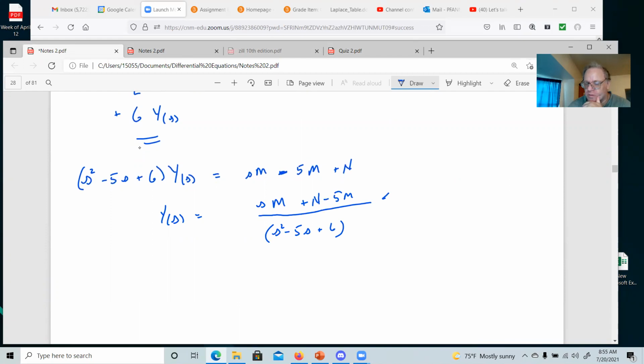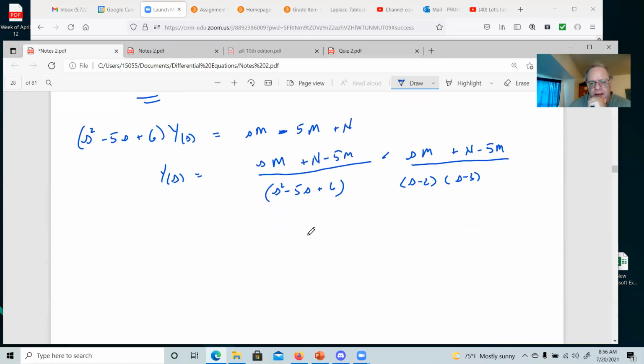Of course we could factor it, and we're going to have to do partial fractions. If we couldn't factor it, we'd have to complete the square, and we'd get a different answer. We're going to see that reflected in a little bit too, but that's what we would do if we couldn't factor it. So this is s m plus n minus 5m, and this is going to be s minus 2, s minus 3, I believe.